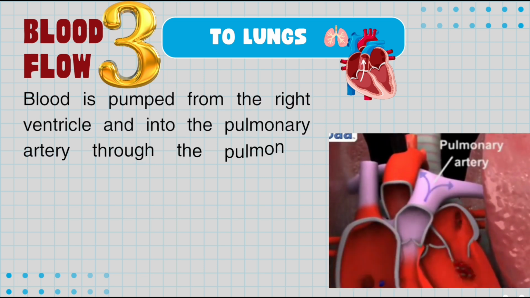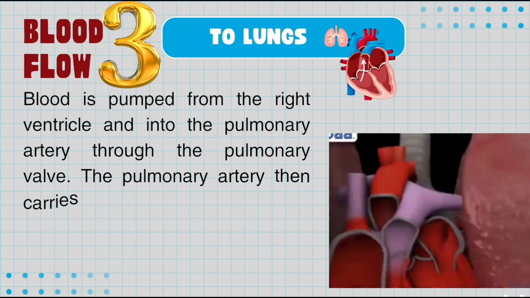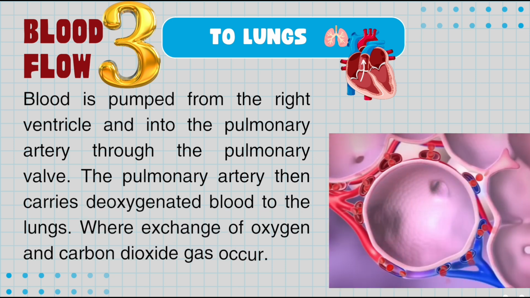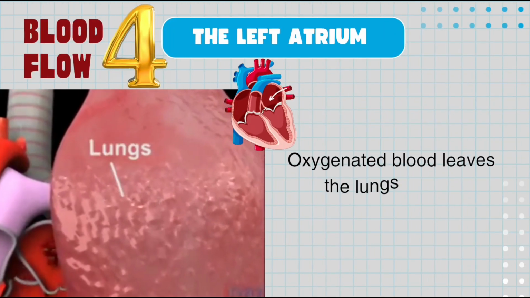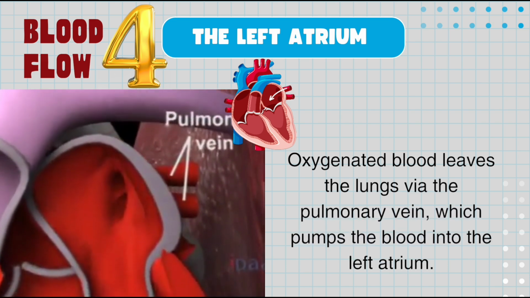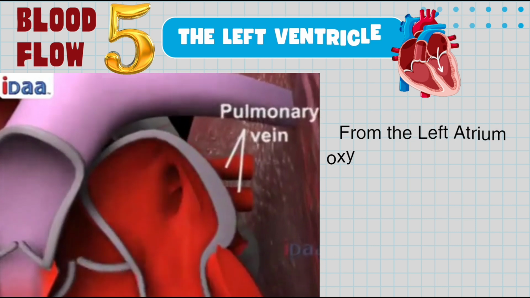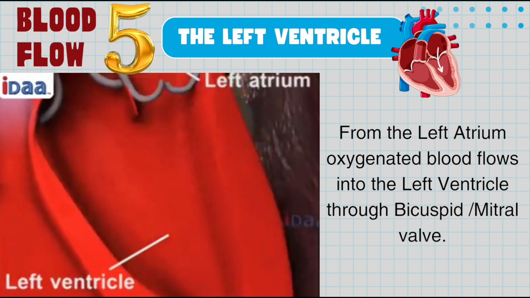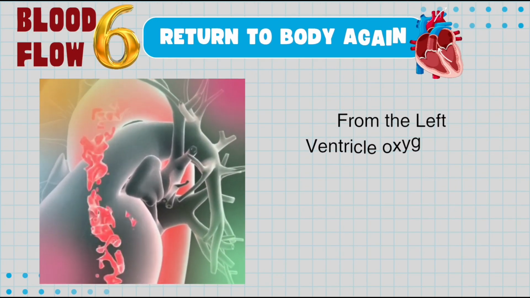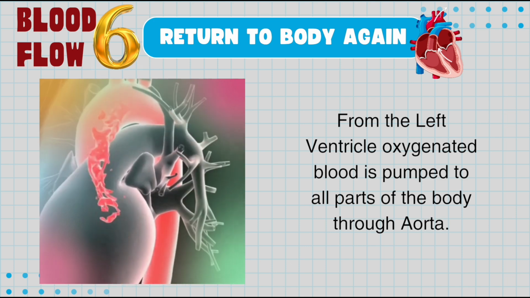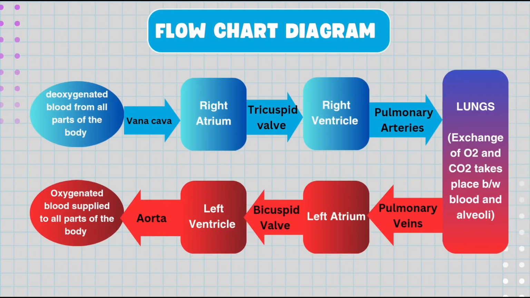The pulmonary artery then carries deoxygenated blood to the lungs, where exchange of oxygen and carbon dioxide gas occurs. After oxygenation, oxygenated blood leaves the lungs through the pulmonary vein, which pumps the blood into the left atrium. From the left atrium, oxygenated blood flows into the left ventricle through a bicuspid valve. And finally, from the left ventricle, oxygenated blood is pumped to all parts of the body through aorta. Here is the flowchart diagram of blood from start to the finish.